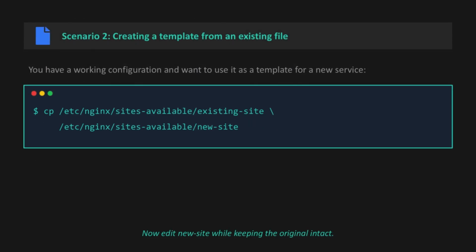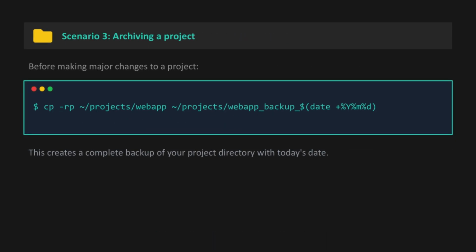Another scenario, creating a template from an existing file. Let's say you have something that's working, so you want to use that as templates for new services. So you'd use code like this on the screen, and now edit new site while keeping the original intact. Another scenario is archiving a project. Before making major changes to a project, you could use this code. Notice you're using the R and the P combined. You're going from a directory to the directory, and you've got your dynamic date stamp.